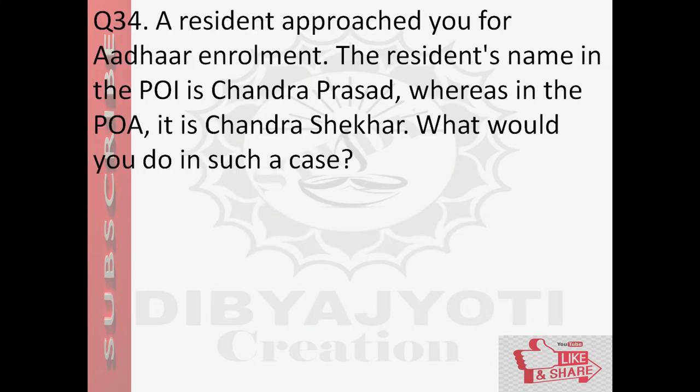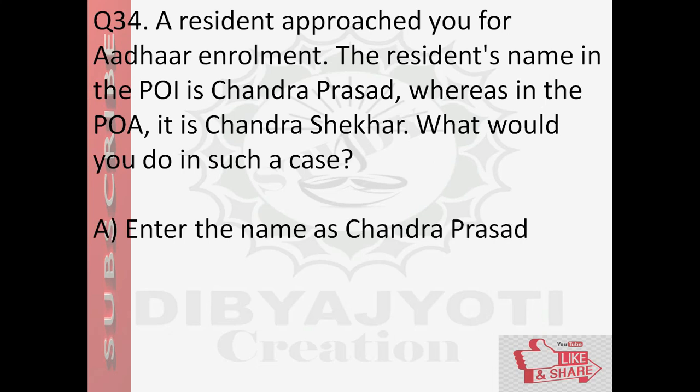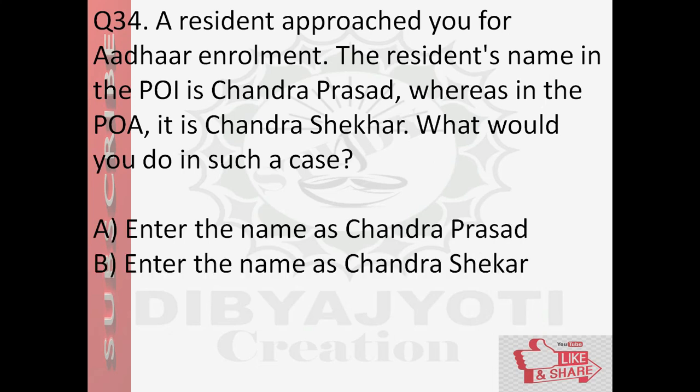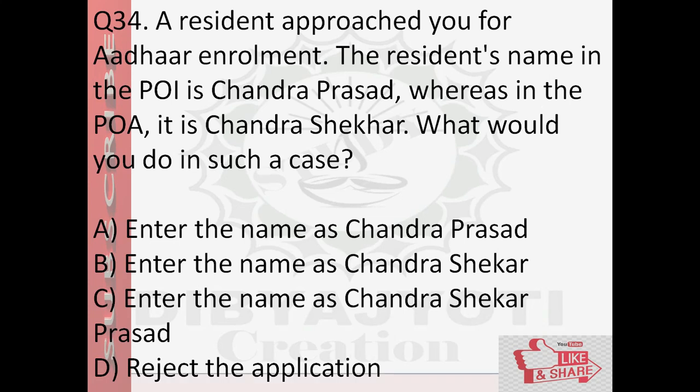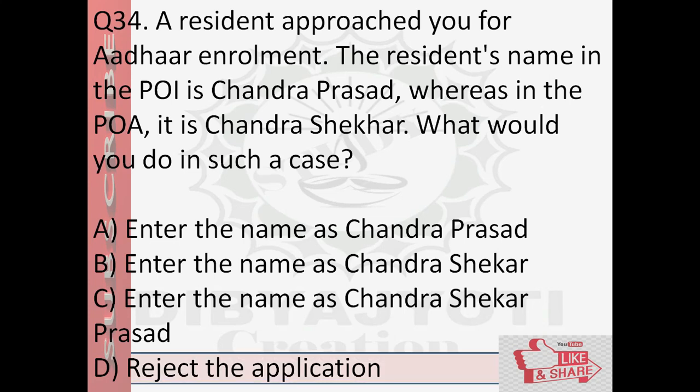Then question number 34. A resident approached you for Aadhaar enrollment. The resident's name in the POI is Chandra Prasad, whereas in the POA it is Chandra Shekhar. What would you do in such a case? Options are option A, enter the name as Chandra Prasad, enter the name as Chandra Shekhar, enter the name as Chandra Shekhar Prasad, reject the application. And answer is reject the application.